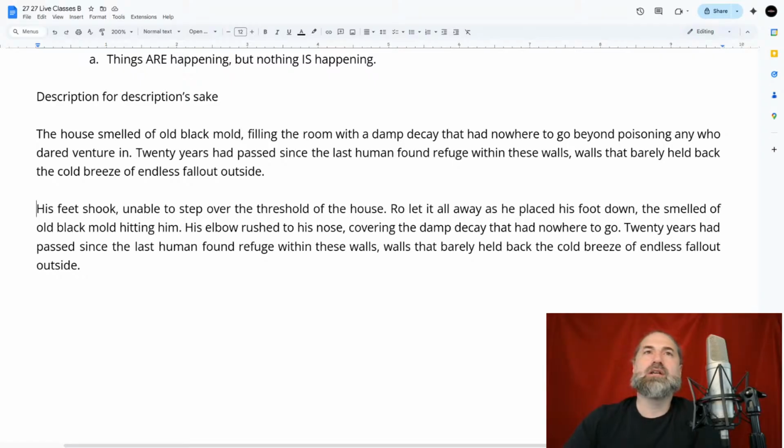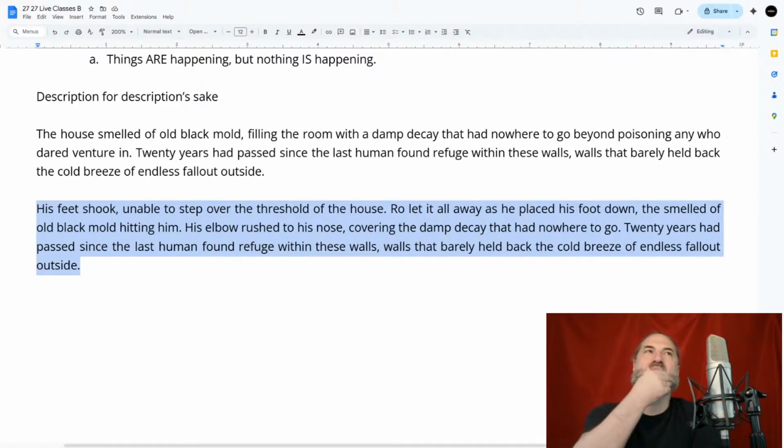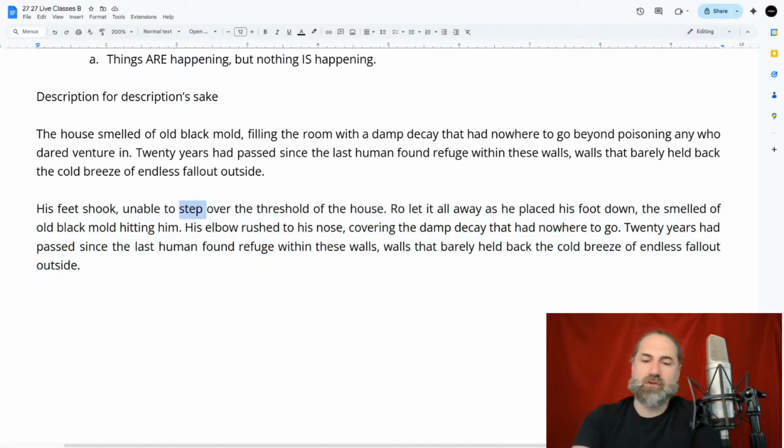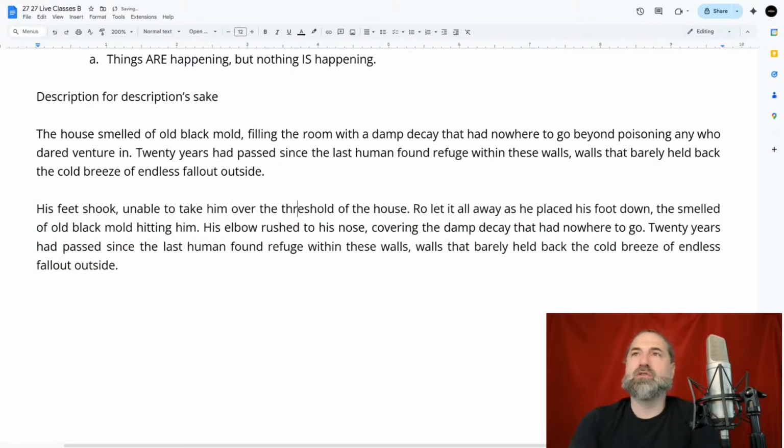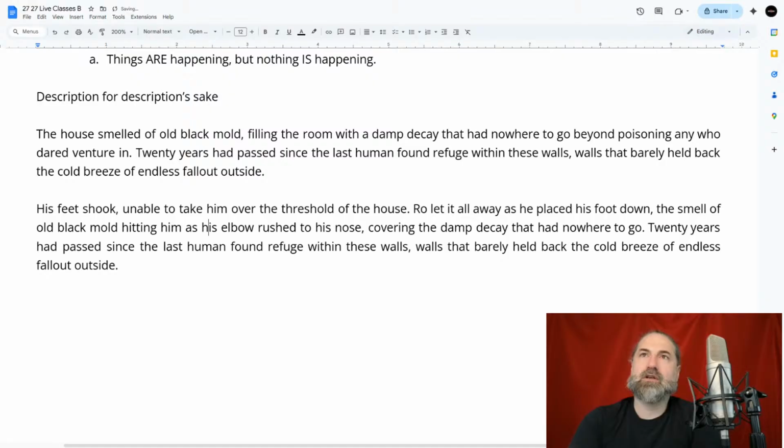But anyway, so now I have the same information, but it's through the POV of the character. His feet shook, unable to take him over the threshold of the house. Ro let it all away as he placed his foot down. The smell of black mold hitting him as his elbow rushed to his nose, covering the damp decay that had nowhere to go.